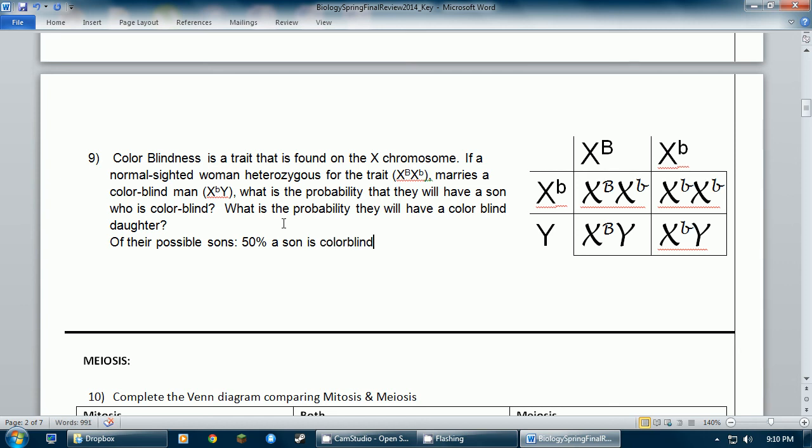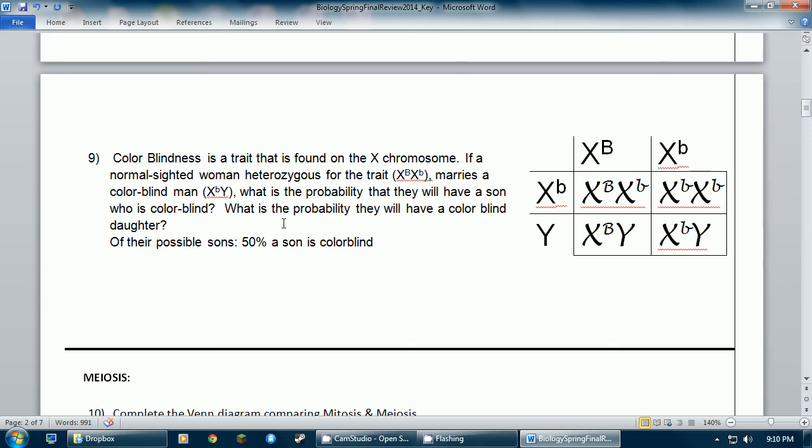They have a 50% chance that a son is colorblind. Notice I didn't say 25%, because it didn't ask me what is the probability that they will have a son who is colorblind. Actually, it's always unclear. If I'm looking at their possible sons, 50% are colorblind. So 50% of sons are colorblind.